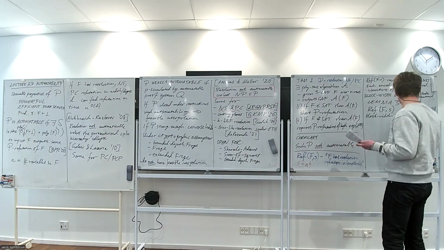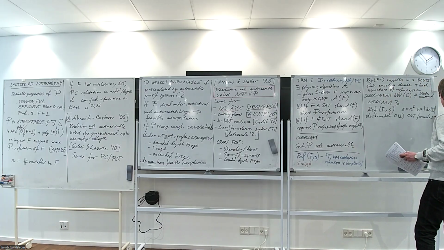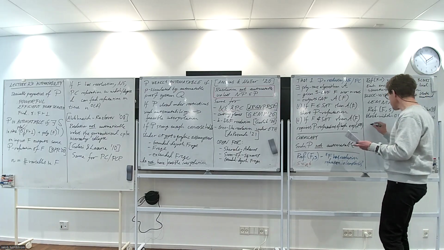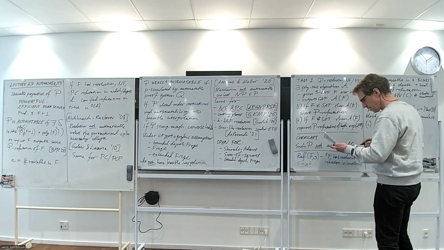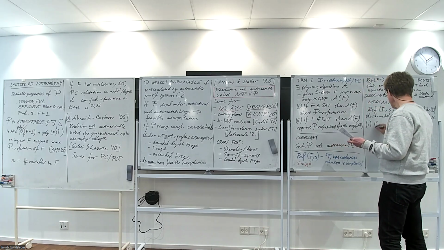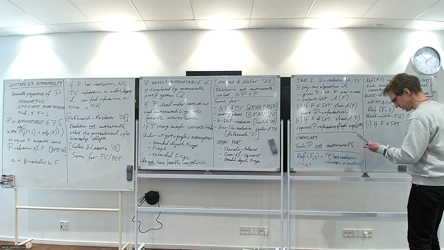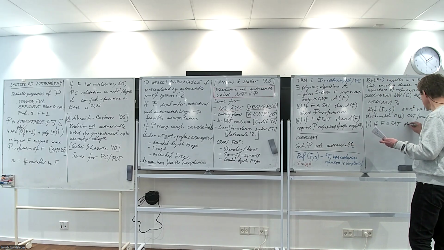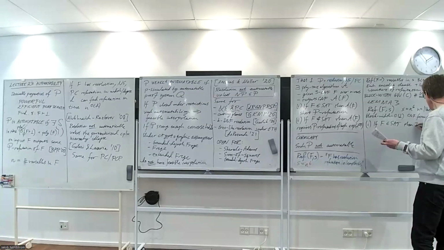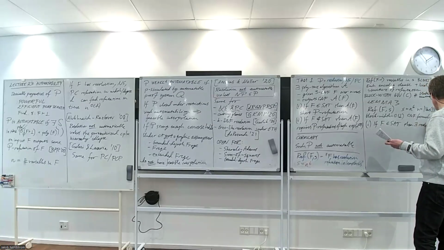And okay, this formula should have the following properties: that if F is satisfiable, then there exists a resolution refutation.